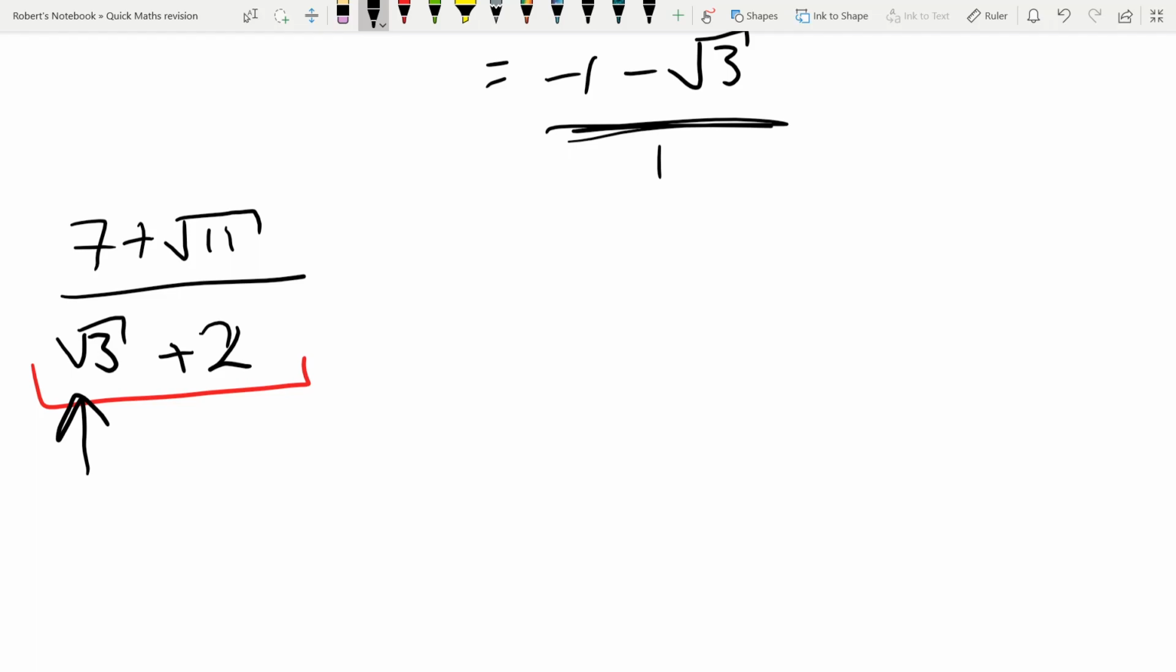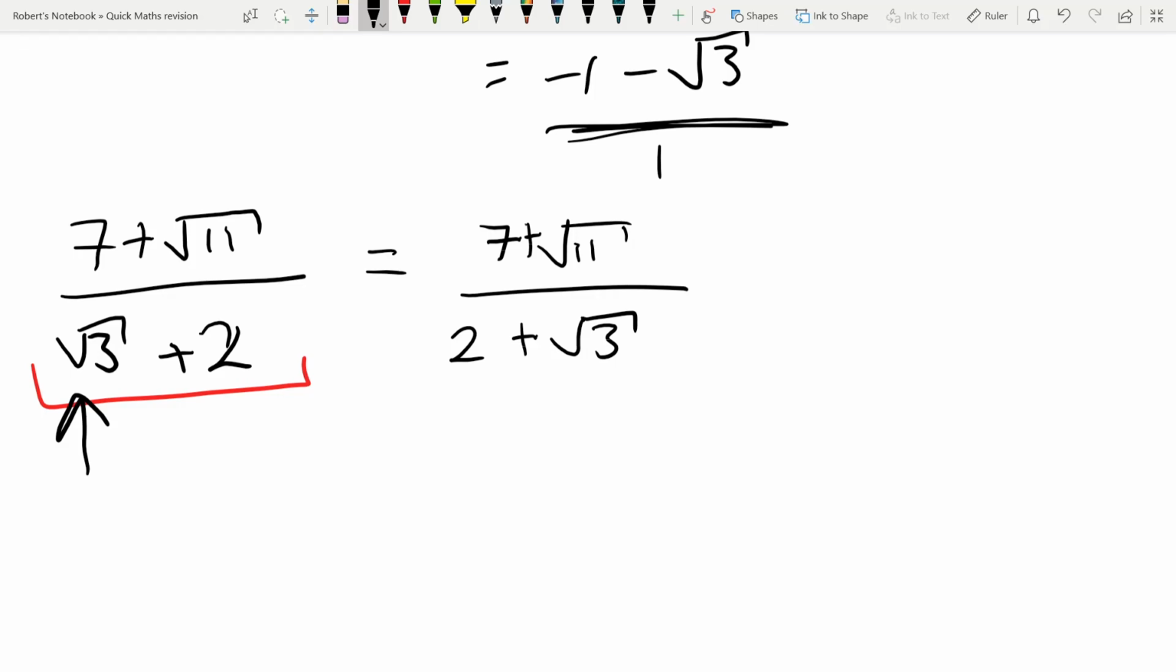So you don't want to put root 3 minus 2 over root 3 minus 2, because then your square roots won't cancel out. Instead, you might want to rewrite this question so it looks like this: 7 plus root 11 over 2 plus root 3. That way you're not going to get confused with which one you're going to be swapping. Anyway, so we'll use the trick from before now, because we won't get confused anymore. So we're going to have 2 minus root 3 on the top and 2 minus root 3 on the bottom.